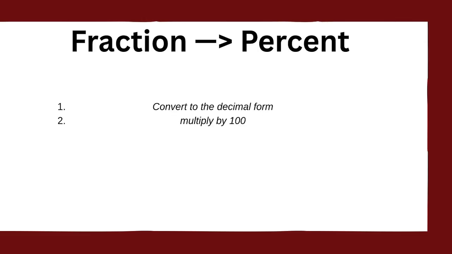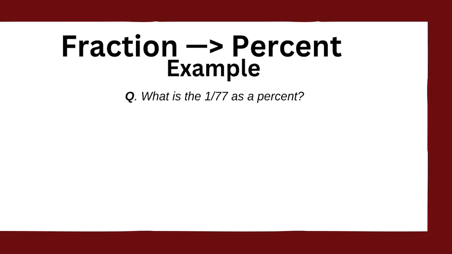So now what if I have a fraction and I want to make it into a percent? I'm going to convert the fraction to its decimal form and then I'm going to multiply it by 100. So for example, 77 over 100. I'm going to turn 77 over 100 into its decimal form. That's 0.77. Now I'm going to multiply this by 100, and when I do that, I get 77%.